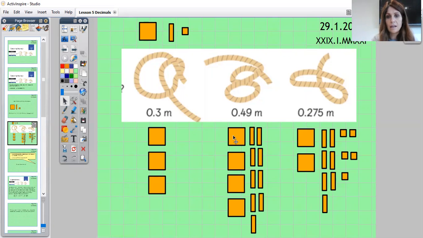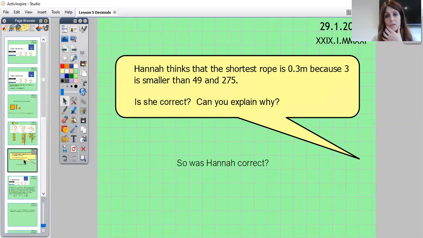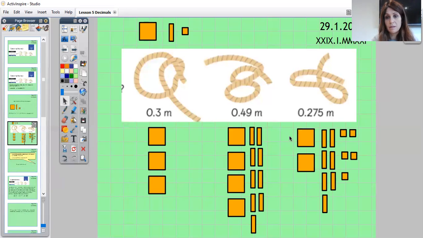And then we can see that this has 3 and this has only 2 of those tenths, so this is the smallest. So Hannah and I were saying that we thought the shortest rope was 0.3 because 3 is smaller than 49 and 275. We're not correct, are we? No, we weren't correct. We know that the smallest is actually 0.275 because it's got the smallest digit in the tenths column, and that's the important column for us to think about today.